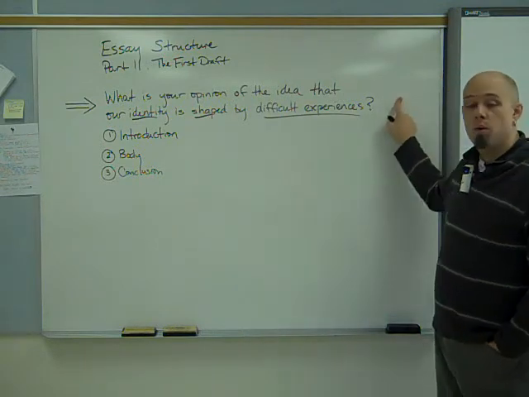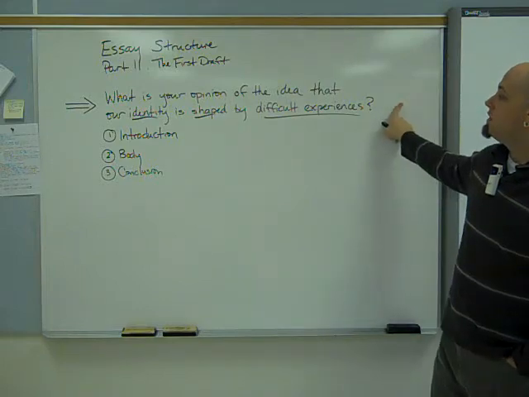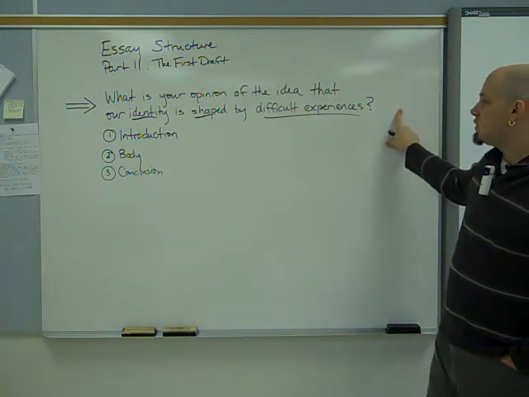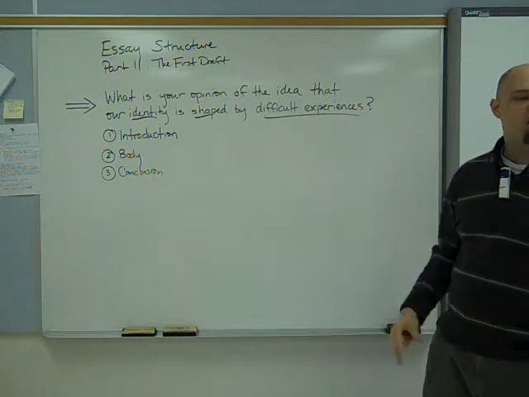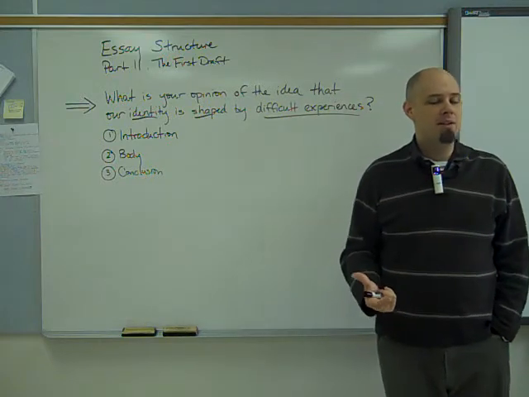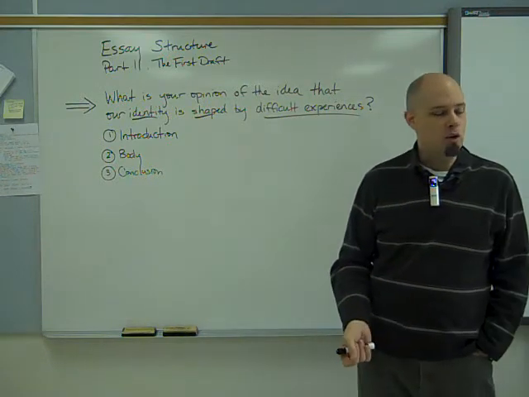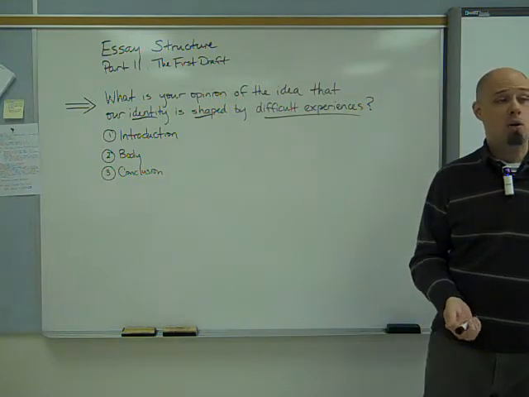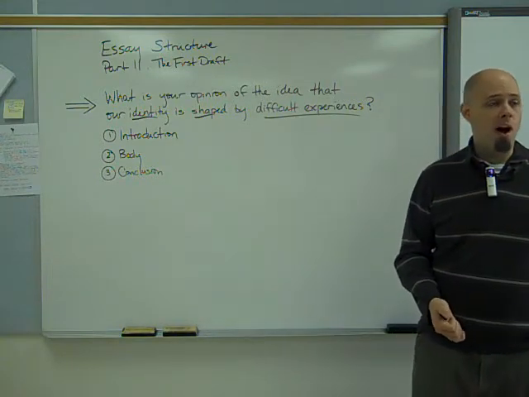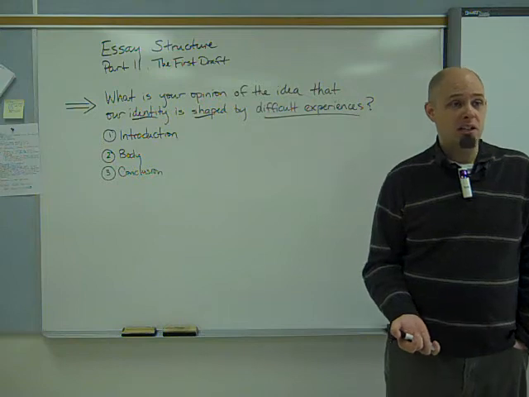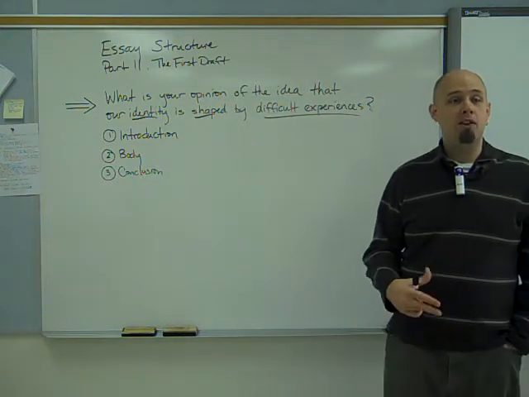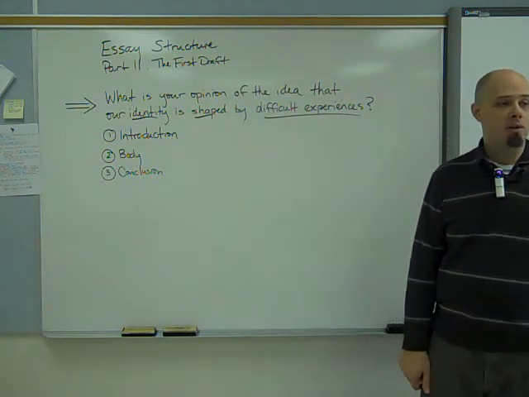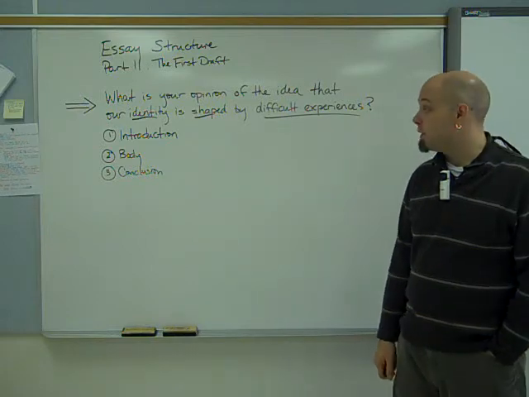We're looking at the same question that we looked at in part one. What is your opinion of the idea that our identity is shaped by difficult experiences? I'm going to be giving some examples that we found in Gran Torino, which is a text that my 20-2 students looked at over the last couple of weeks. If you haven't watched the film, watch it. It's pretty good, and it'll help you have an understanding of what we're going through here. So that's your homework assignment, watch Gran Torino.